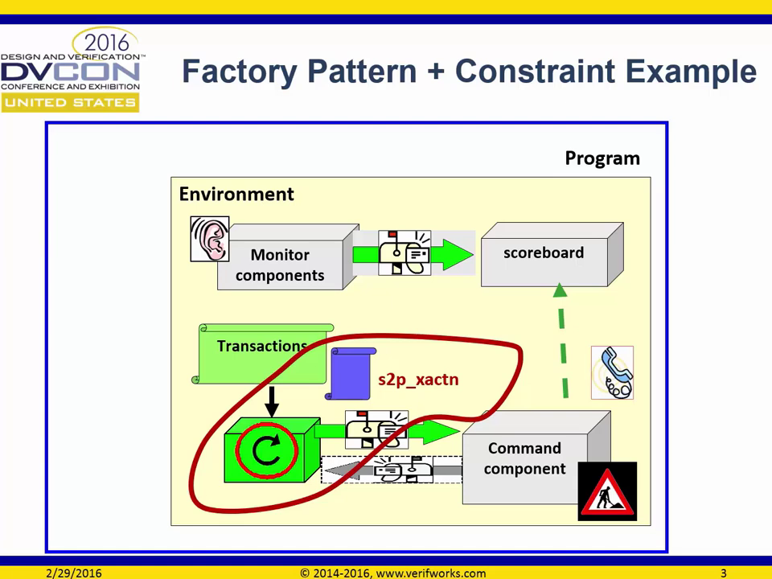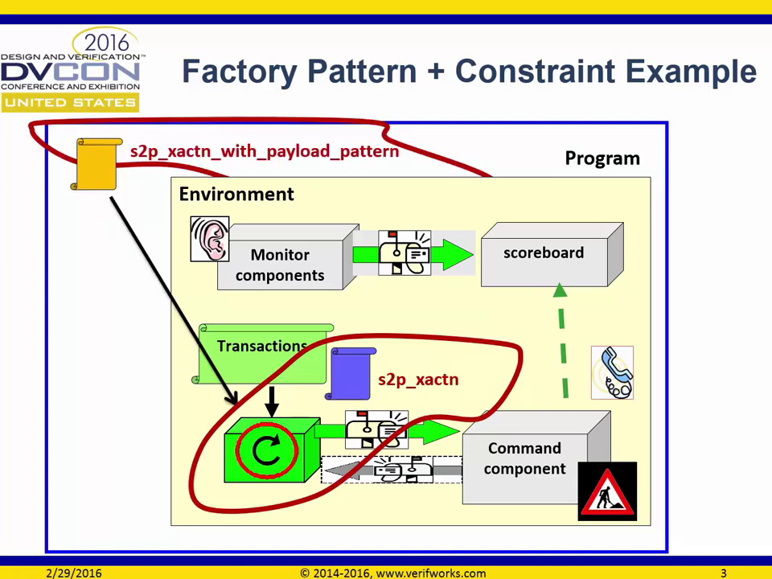Now let's assume that you are trying to create a new type of transaction wherein there is a slightly different payload pattern. This may be that the transaction itself has a few additional constraints, or maybe there are some other variations to the data, wherein you have corrupted the CRC or any one of those kinds of variations. When you have to do this, you have to replace the original S2P transaction with a new type called S2P transaction with payload pattern. How is this accomplished? This can be done using the factory that was introduced in the previous section.